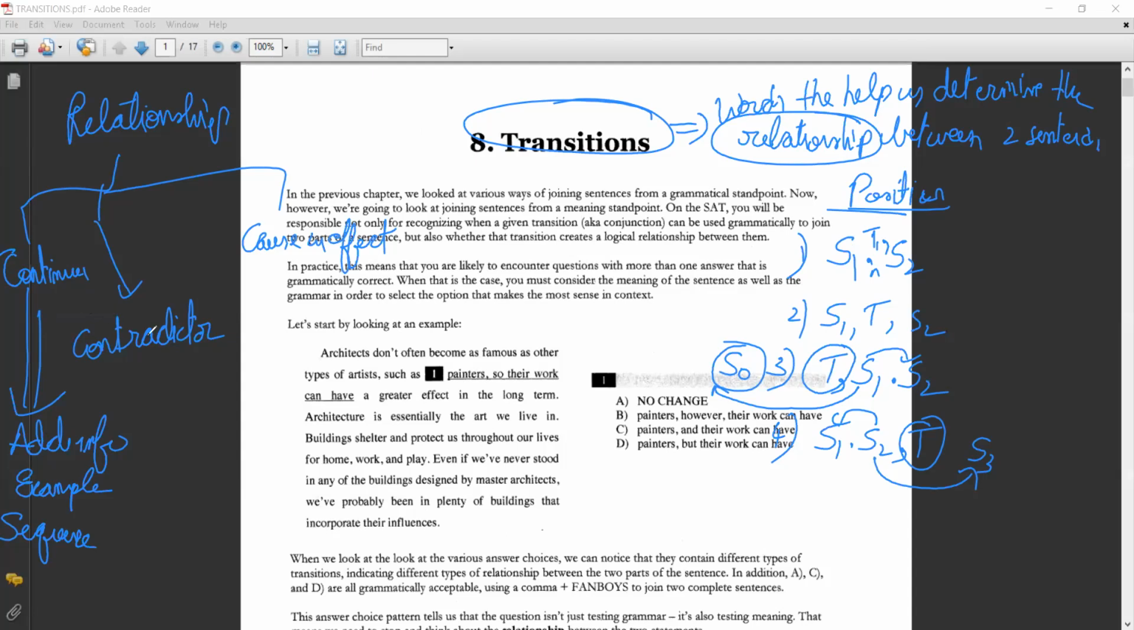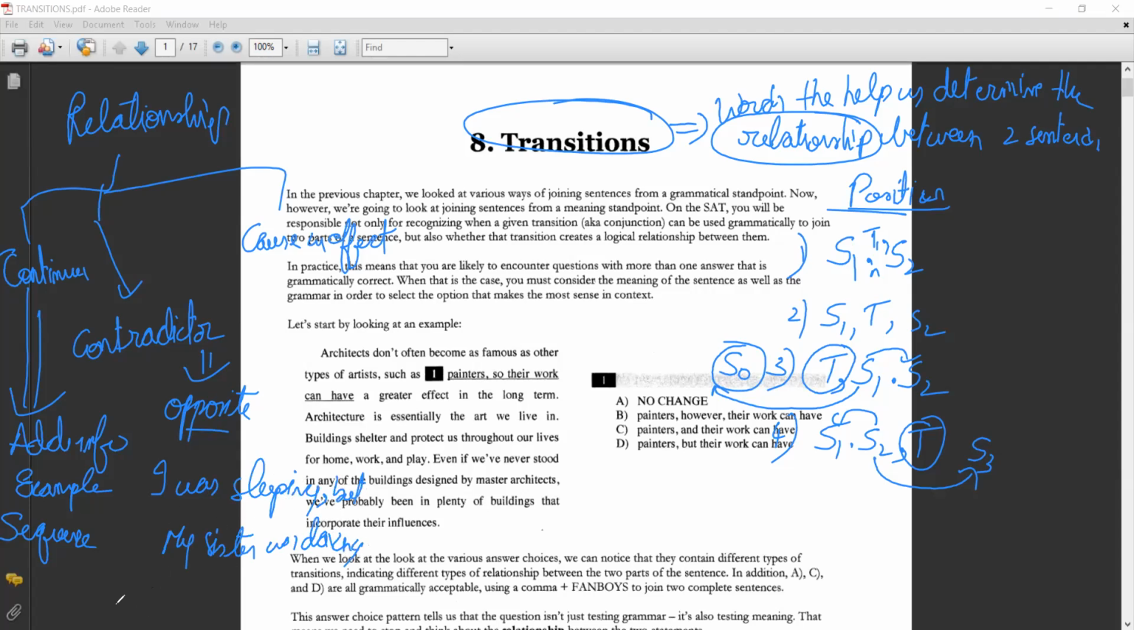Then we have something called the contradictor. Very true to its word, basically both the sentences are opposite to each other. When I say opposite to each other, what does it basically mean? It means that if I have to say, I was sleeping, my sister was dancing. Opposite, right? So you just add a comma and but. Got it? I was sleeping, but my sister was dancing.